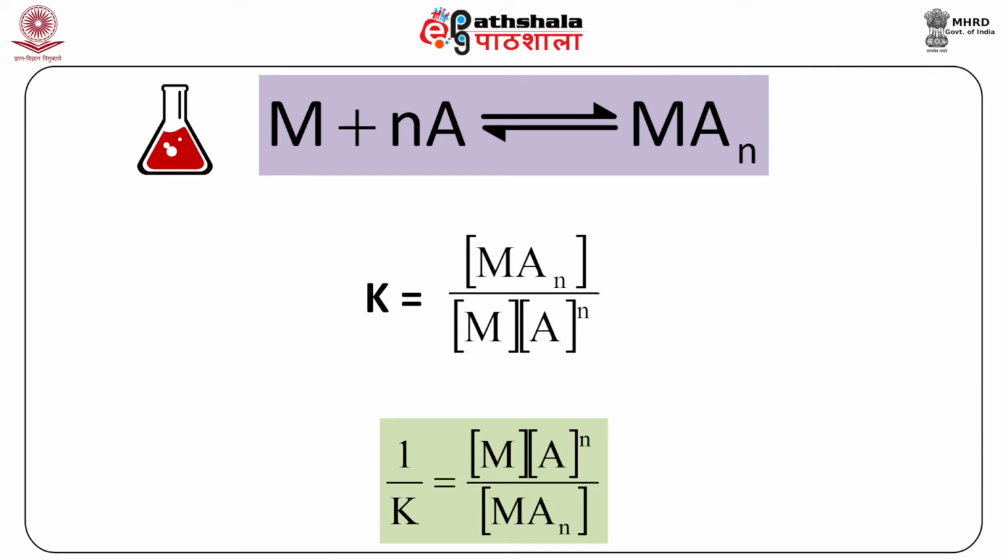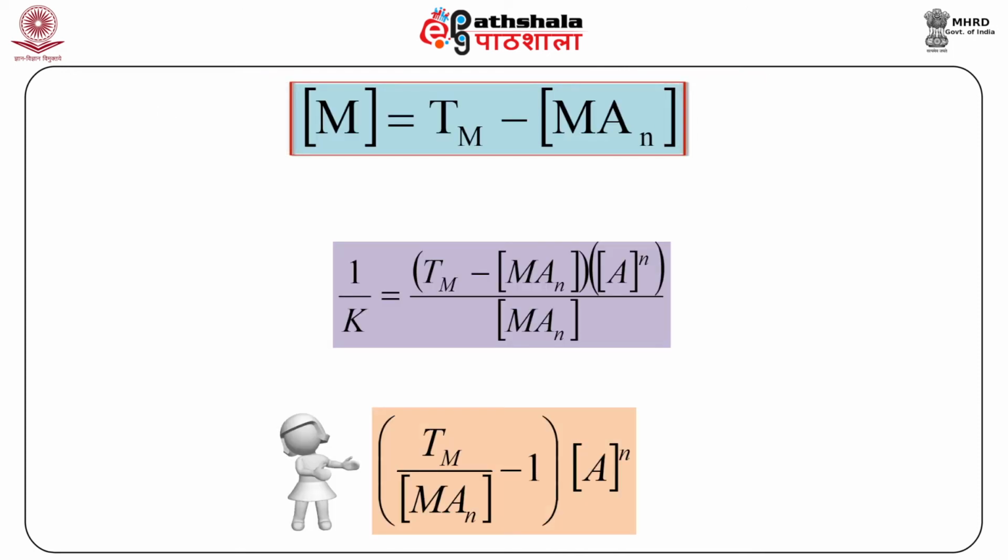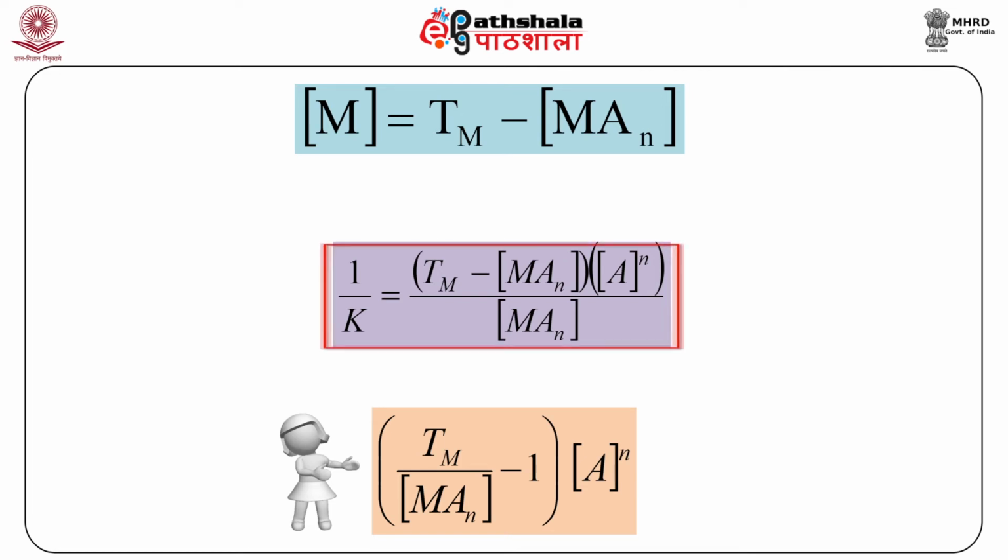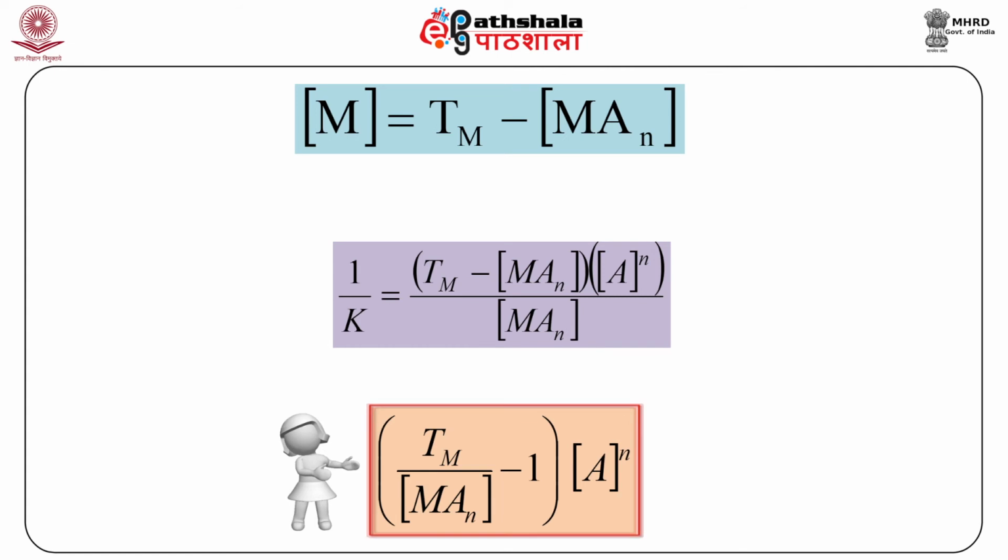Taking the reciprocal of the above equation, 1 upon K is equal to the concentration of metal M multiplied by the concentration of A raised to the power n divided by the concentration of MAn. Further, we also know that the concentration of metal M is equal to Tm minus the concentration of MAn. So, taking the reciprocal, 1 upon K is equal to Tm minus MAn, whole multiplied by concentration of A raised to the power n, divided by MAn. So, this becomes Tm divided by MAn minus 1, multiplied by the concentration of A raised to the power n.